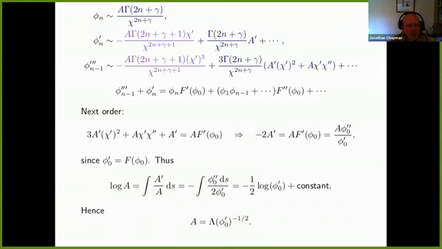What about the next term, the amplitude equation? So if I then equate these three terms in this expression, you get an equation for A, and it turns out you can integrate that equation up and just write A in terms of the leading order solution.